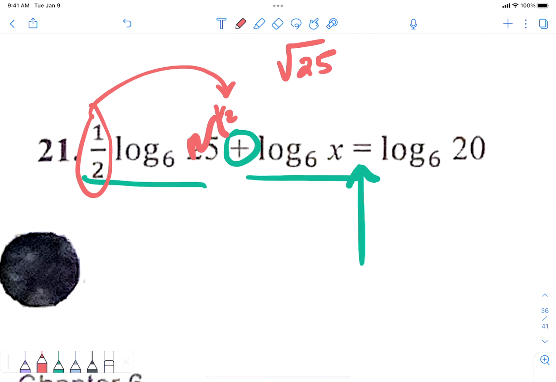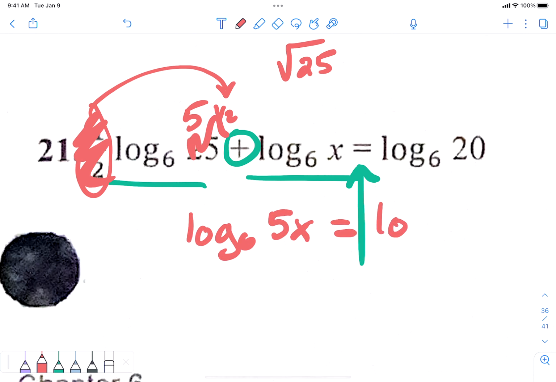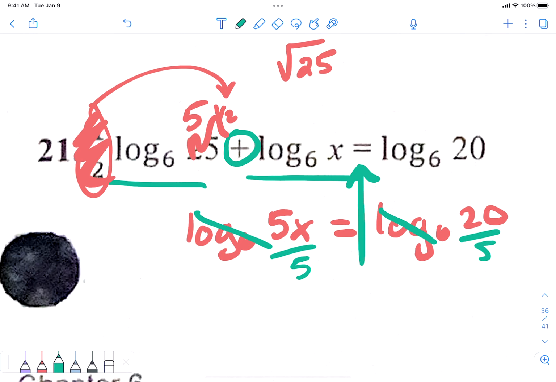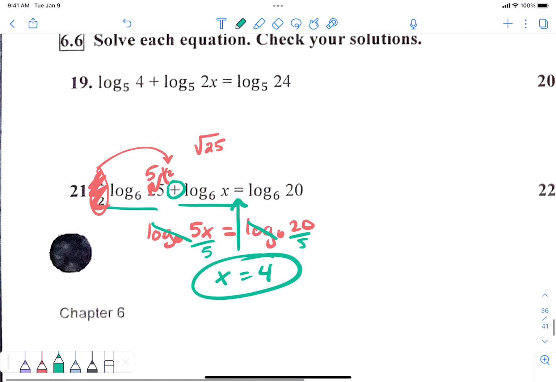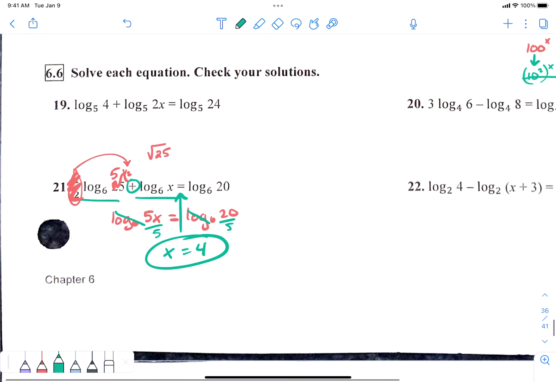It's 5, right? Okay, now plus means multiply. So this is log base 6 of 5x, equals log base 6 of 20. Now you can cross them out. So 5x equals 20 and divide by 5. X equals 4. So add means multiply, minus means divide. You want to combine things and then cross some logs off and be done, okay?